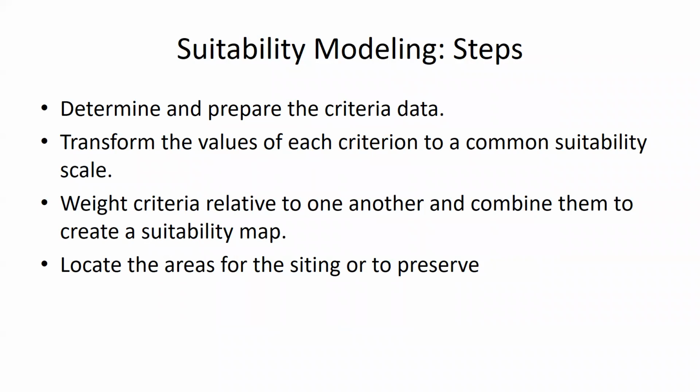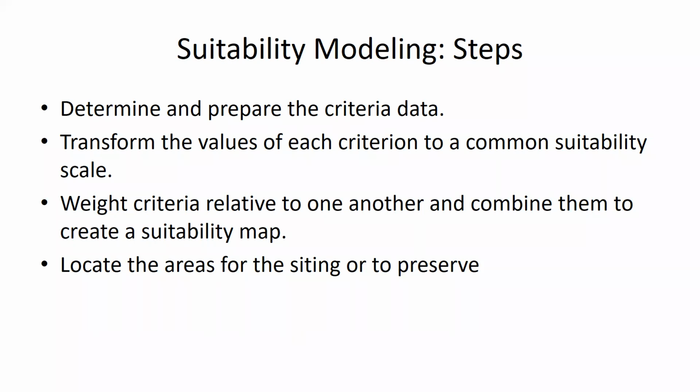All right, so we looked at the images. So let's just quickly go down the steps of suitability modeling. First, we need to determine and prepare the criteria data. Then we transform the value of each criteria to a common suitability scale, because what you're essentially doing is map algebra, right? You are stacking things on top of one another and calculating the sum. The higher the sum, the more suitable that area is going to be for whatever it is you're trying to build, design, or find.